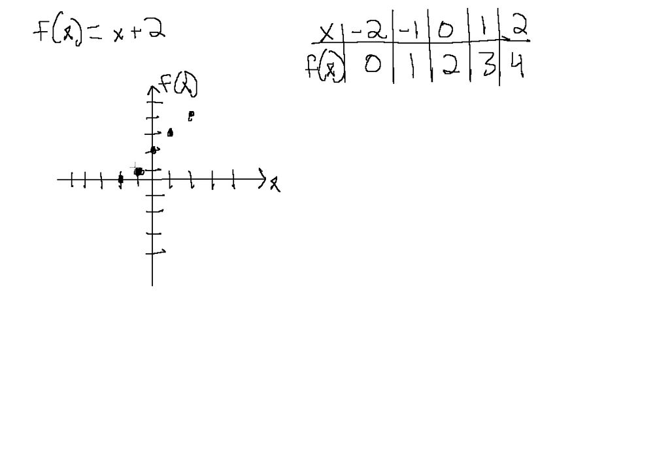Okay, so this should make as close to a straight line as possible, and it should contain all these points. Now our domain here is actually the set of all real numbers, as is our range. So this line is going to extend infinitely in both directions, and we're going to assume that it's continuous, so it contains all the numbers in between, and that's actually what the definition of all real numbers is. So this is our line for f of x equals x plus 2.